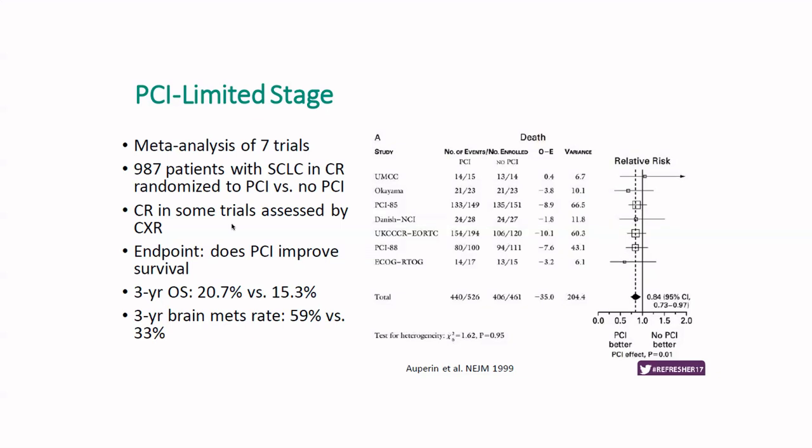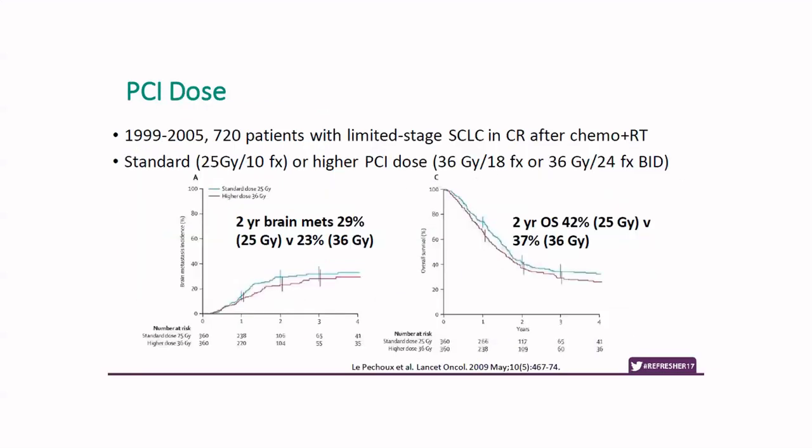But there are some ongoing trials, including MAVERICK, which is trying to ascertain whether or not, similar to extensive stage patients, MRI can instead be utilized upfront, with close MRI surveillance as opposed to upfront PCI. And dose-wise, there hasn't been a benefit to higher doses, and so we typically stay with the 25 gray in 10 fractions daily.